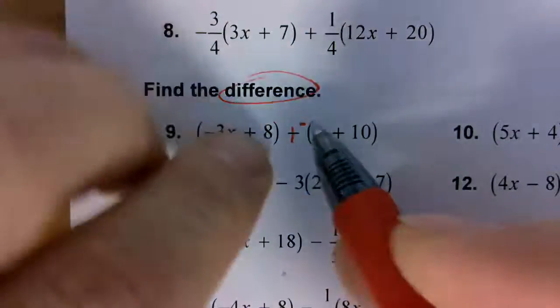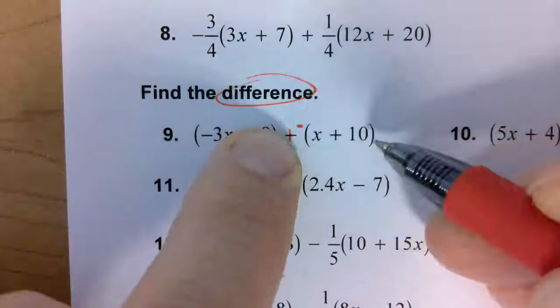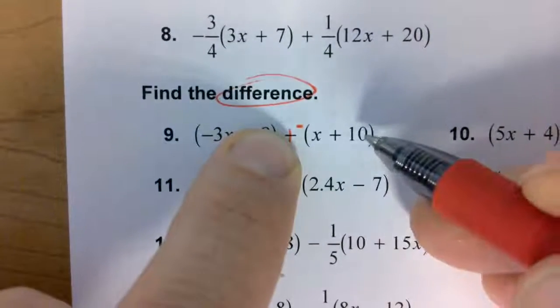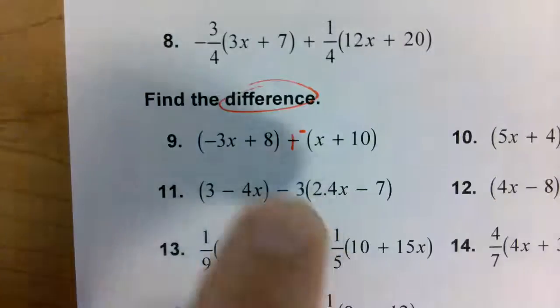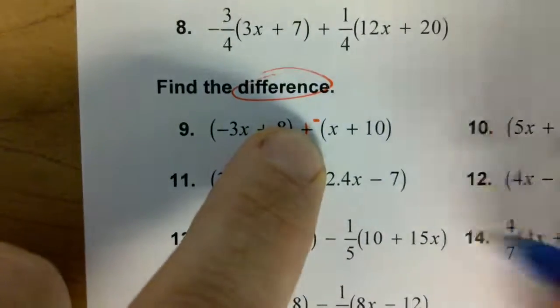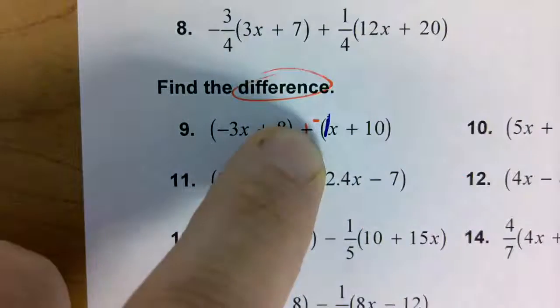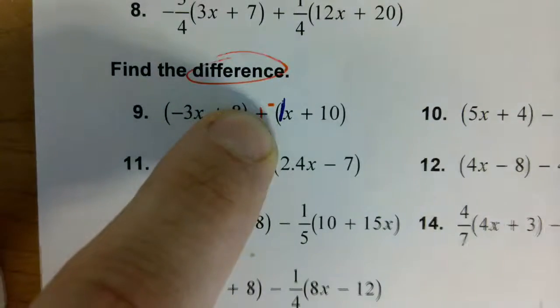Add the opposite. However, this is the opposite of everything inside of here, so we need to flip this. We need to make the opposite of all of these. Oh, there's an x there. Could you please put a 1 in front of that? Required? No, but very, very helpful. So please do so.